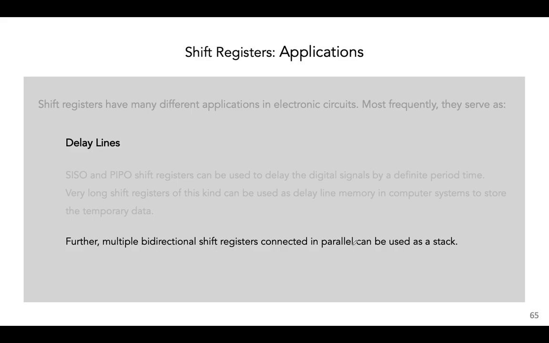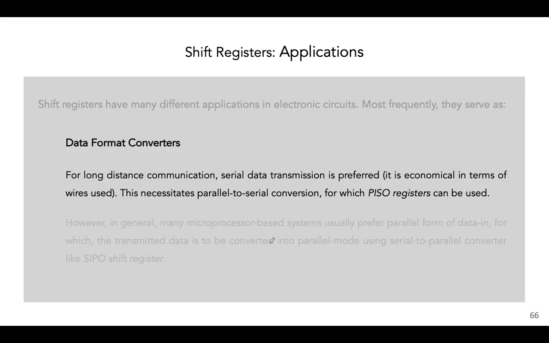So if each individual storage element of your stack was a bidirectional shift register. A bidirectional shift register, what it does is it can move the data from left to right and right to left, which is essentially what you need in a stack because the data either goes down or up, that is, either left or right. Okay, so multiple bidirectional shift registers, if you connect them in parallel, what you have is a stack, right? So both delay lines and stacks you can design using shift registers.